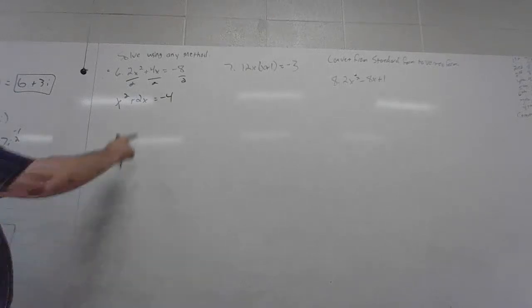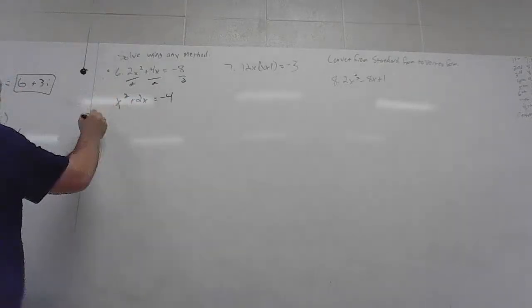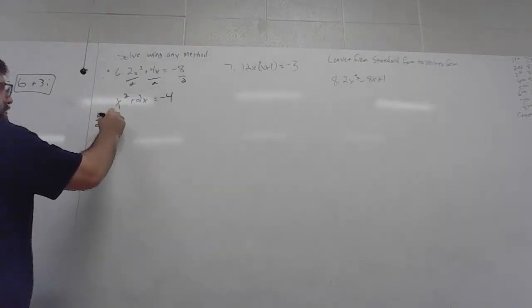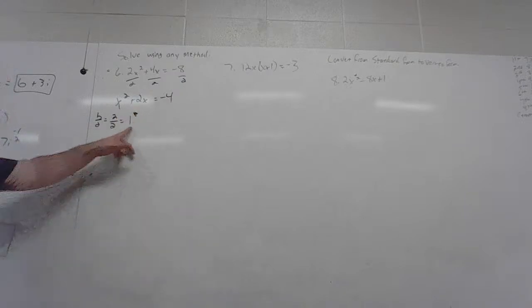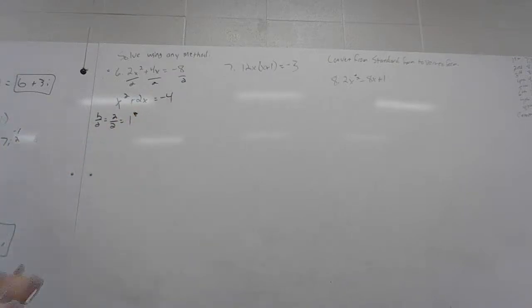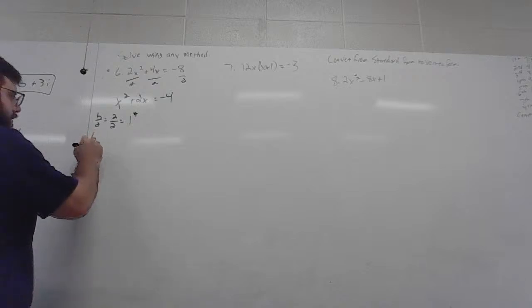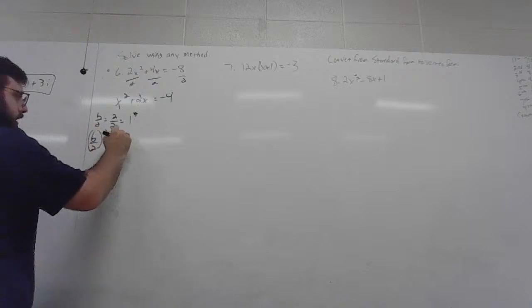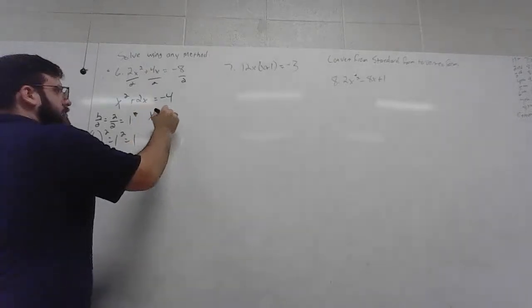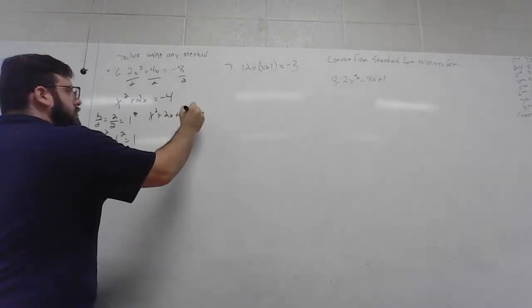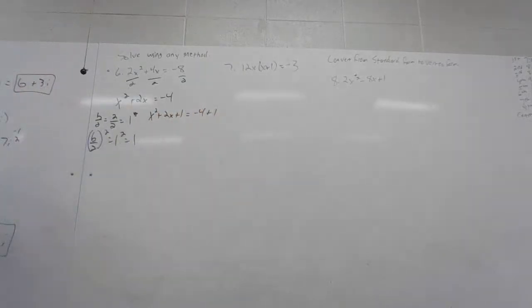All right, so here's my b. I need to find my b over 2. That's 2 over 2, which is 1. So when I factor, that's going to come into play later. So now I need to square it. b over 2 squared, that's 1 squared, which is 1. So I'm going to add 1 to both sides. x squared plus 2x plus 1 equals negative 4 plus 1.